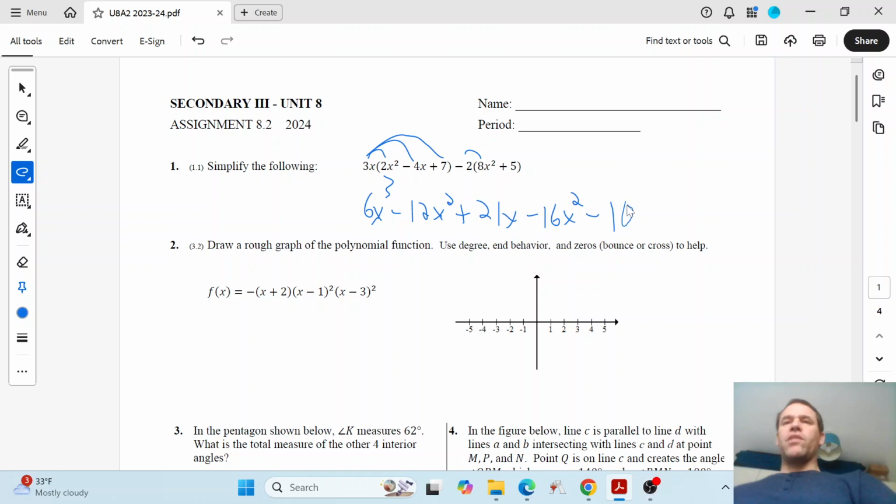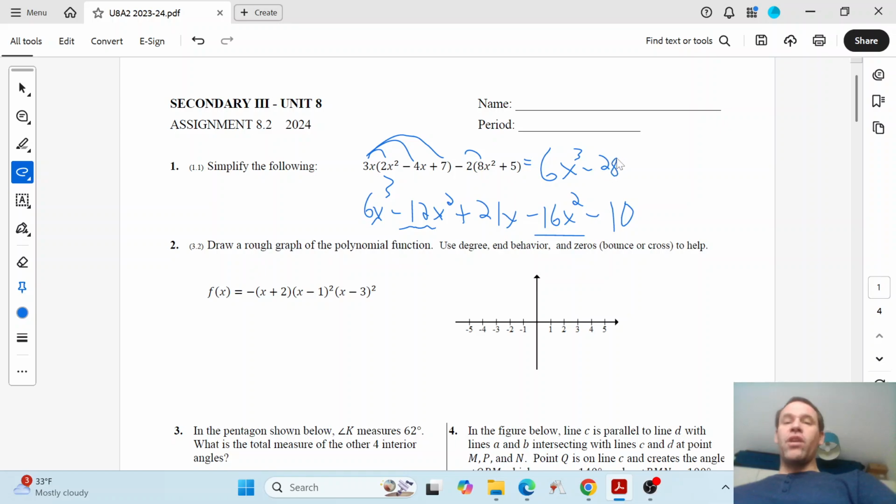So the only thing I can really see that we have in common there is the negative 12x squared as well as the negative 16x squared. So our final answer there would be 6x cubed. Negative 12 and negative 16, what's that? So that's negative 28. So we get negative 28x squared.